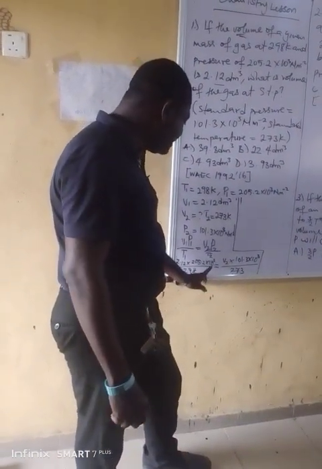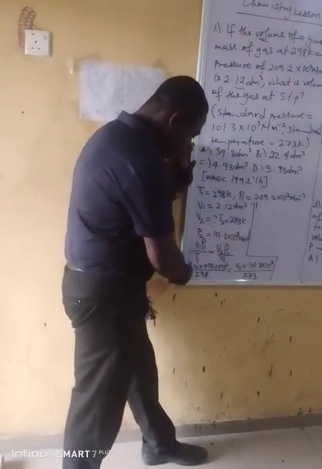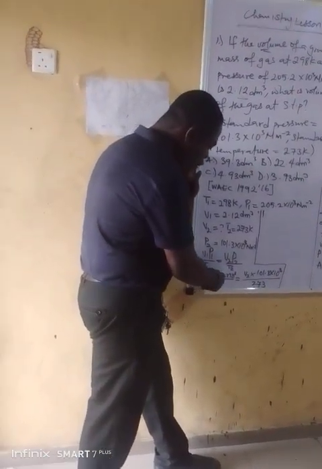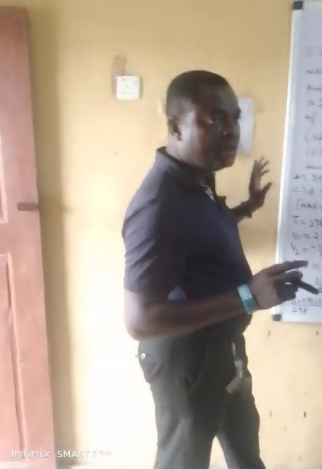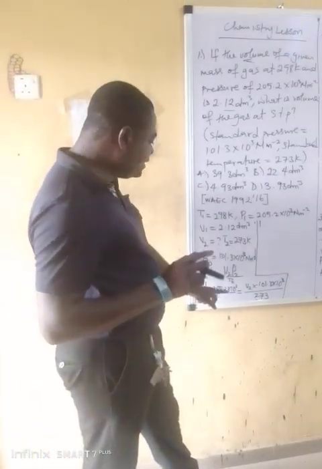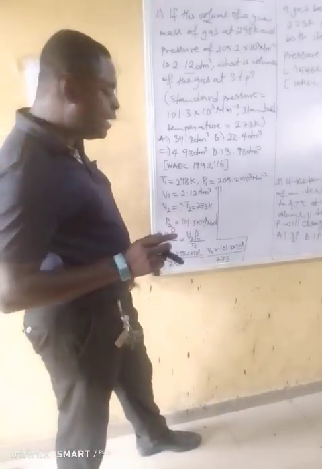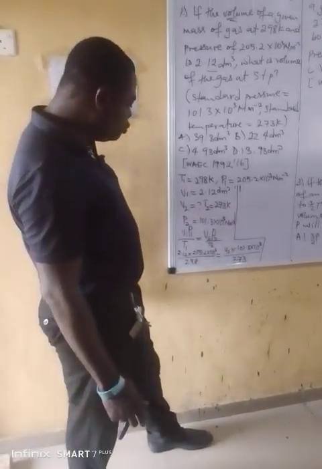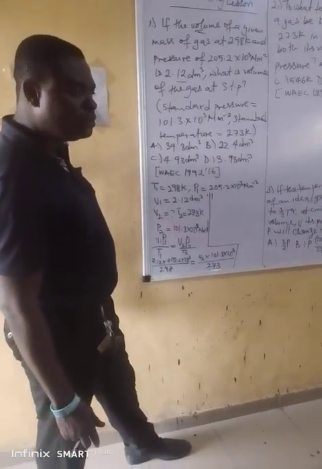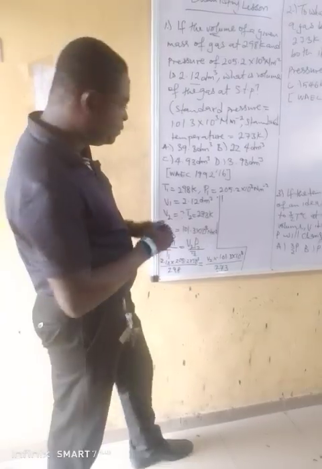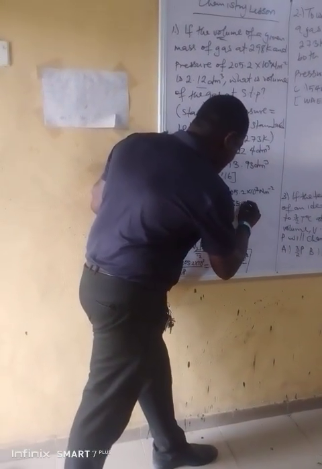Okay, don't worry about this, I said. Don't do this one first. Do this one for me: 2.12 times 205.2. Tell me the answer. Multiply this and this for me. What's the answer? 2.12 times 205.2 is 435.024.